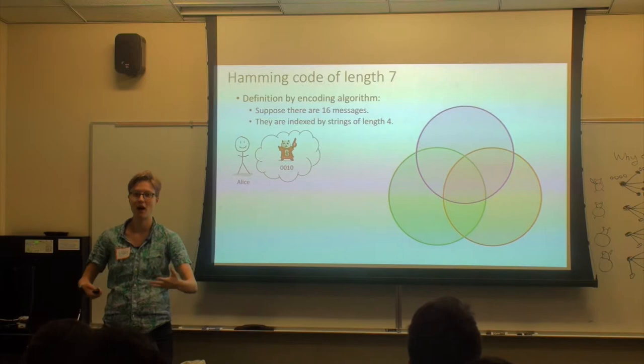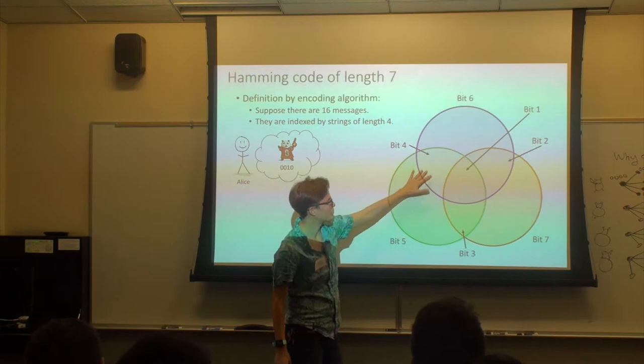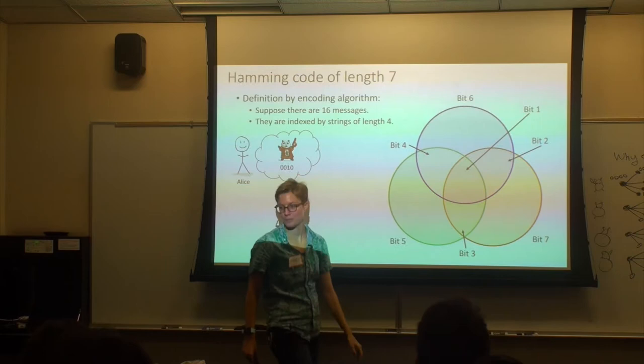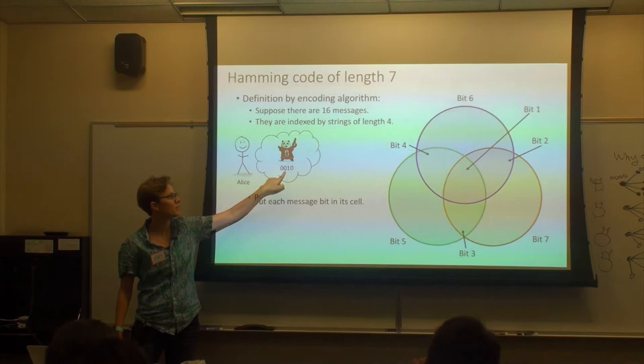So first I'm going to take this picture over here, which has been floating over here for no real reason, and I'm going to label each of the cells. Like this cell in the middle here is labeled bit 1. This cell here is labeled bit 2, this is bit 3, and so on. And now I'm going to encode things as follows. First I'm going to put each message bit, each one of these 0010, in its appropriate cell, like that.